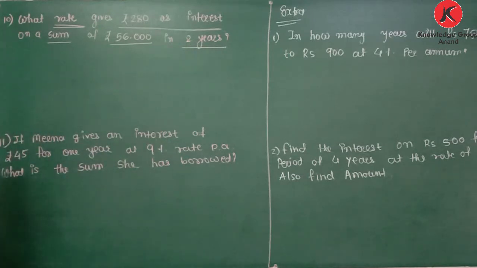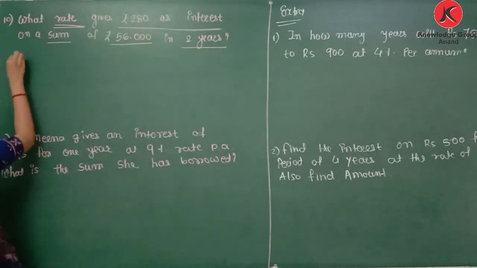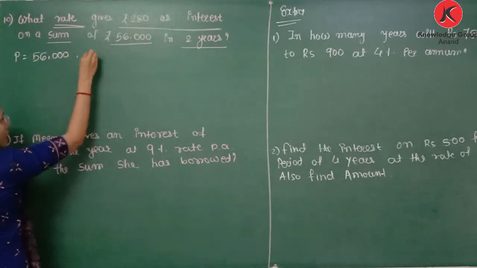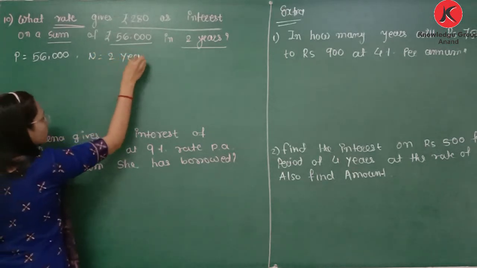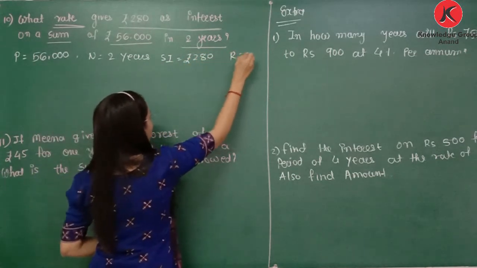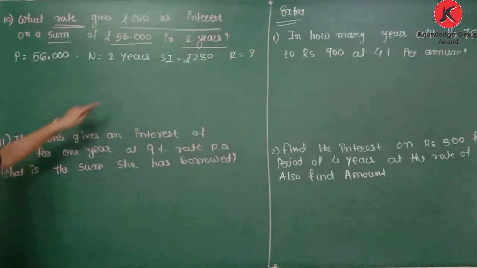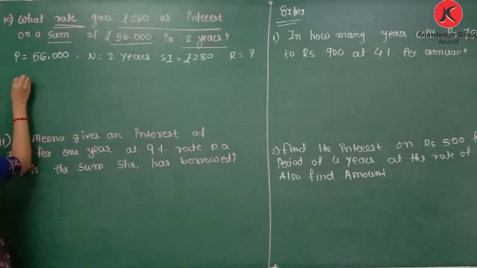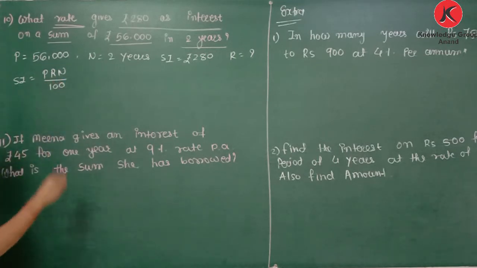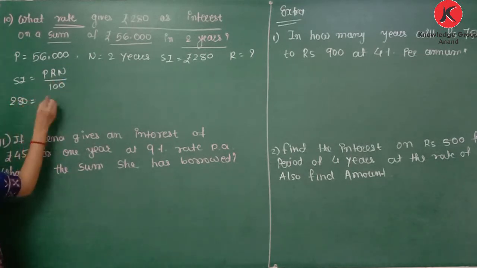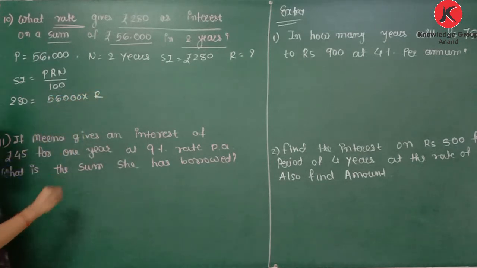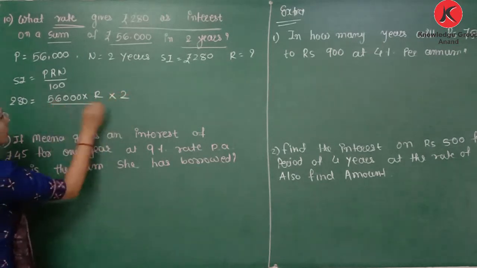So let's make a list. Whatever information is given: the principal value, that is the sum, is given, 56,000. N is given, 2 years. SI is given, rupees 280. And we need to find the rate of interest. So we use the same equation, simple interest is equal to PRN divided by 100. Now write the values in the equation. SI is 280, P is 56,000, rate of interest is not given, N is 2 years, divided by 100.